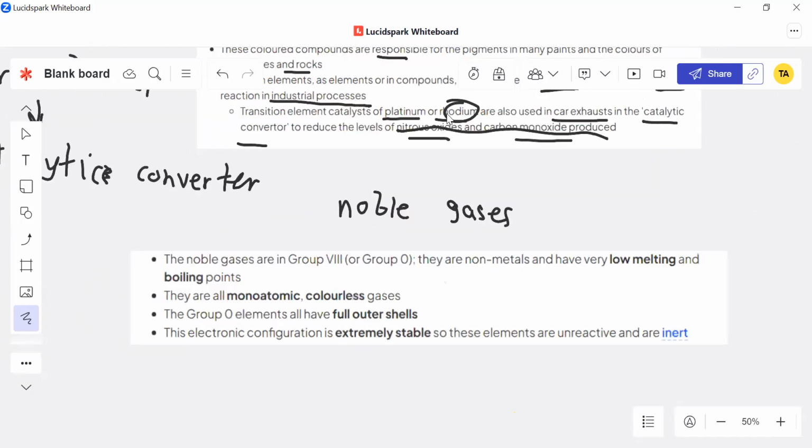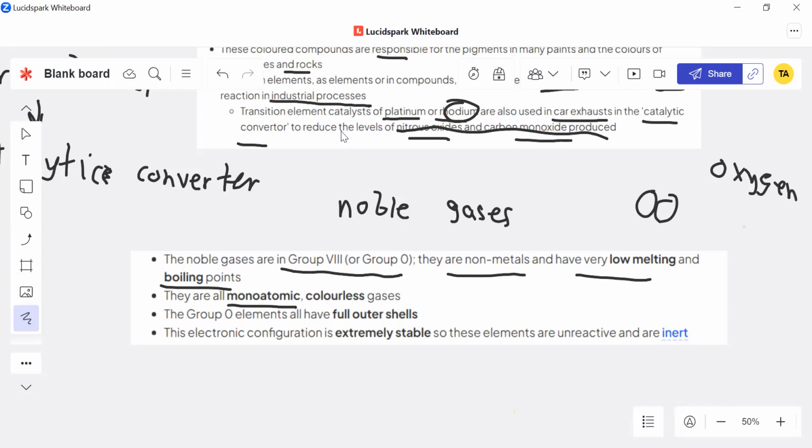And now I move to noble gases. The noble gases are group zero, the last group of the periodic table, and they are non-metals and have very low melting and boiling points, and they are monoatomic. In the last class, I told you what diatomic and monoatomic mean. Diatomic is when an element exists as two atoms bonded together in its natural state. For example, oxygen, you will find as O2. But group zero elements like helium, you'll find as helium itself, one atom. So helium is monoatomic, a single atom, and colorless. Remember, noble gases are colorless.